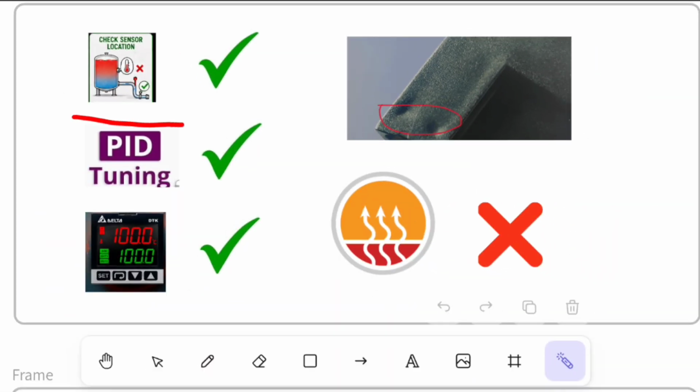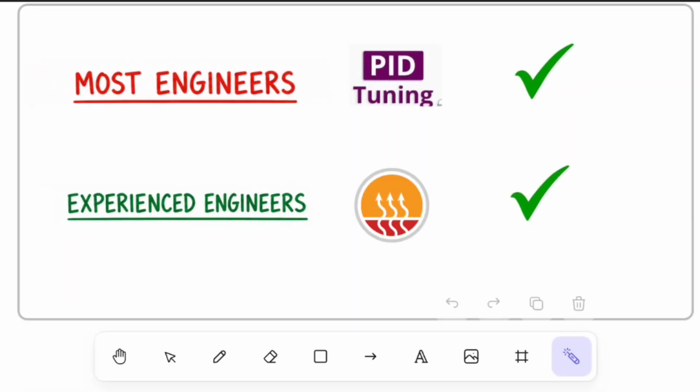So even if your sensor is in the correct location, the PID is tuned perfectly, and the controller shows exact set points, you still have defective parts because heat transfer is not uniform. Why does this happen? The temperature controller unit controls the fluid temperature, but not how heat moves through the mold channels. Most engineers adjust PID. Experienced engineers fix heat transfer because the controller can only control what the mold allows.